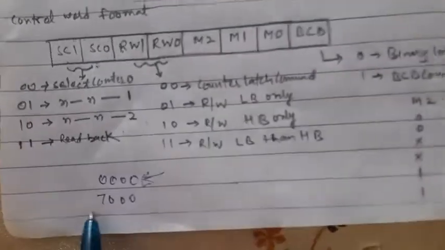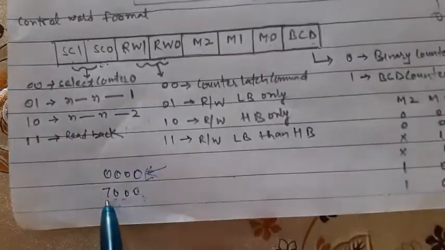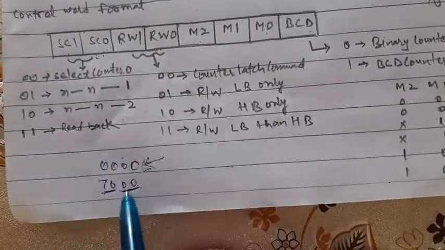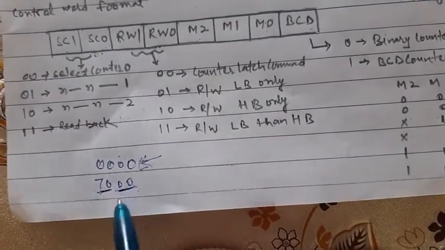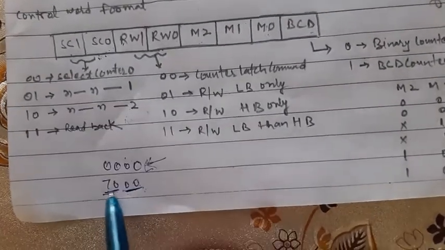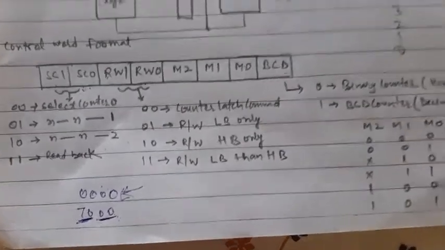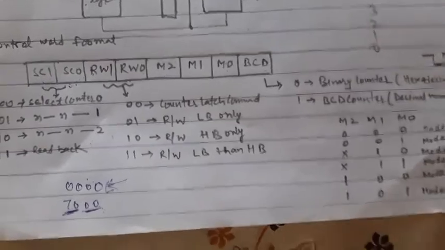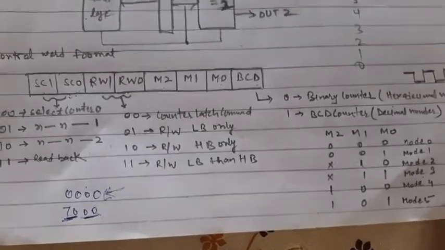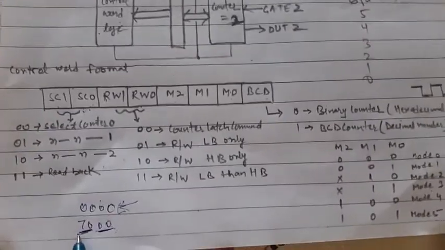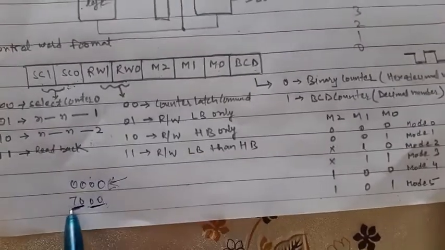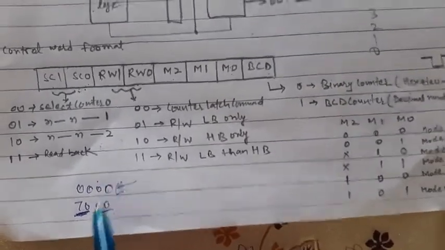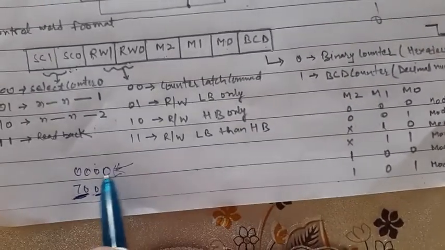So should we give 7000 or shall we give 70 only? Because the lower bytes of these two counts are the same, why do we need to give this count again? We can give directly this 70. But we need to inform the 8254 that we are giving the higher byte only, otherwise it will wait for the lower byte. And why are we giving the higher byte? Because the lower byte of this new count and the terminal count is the same.